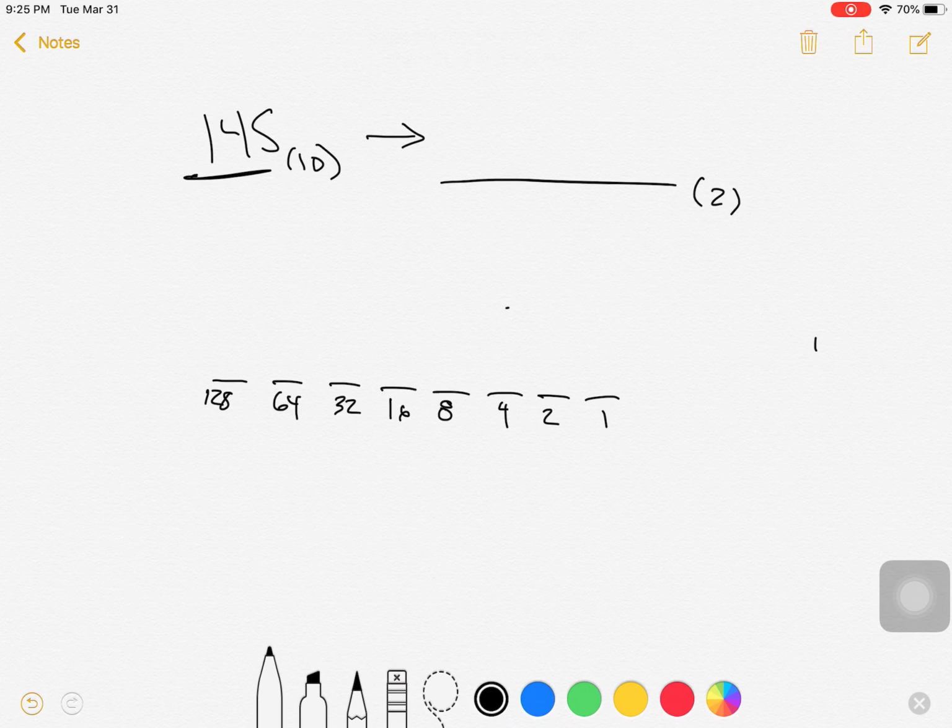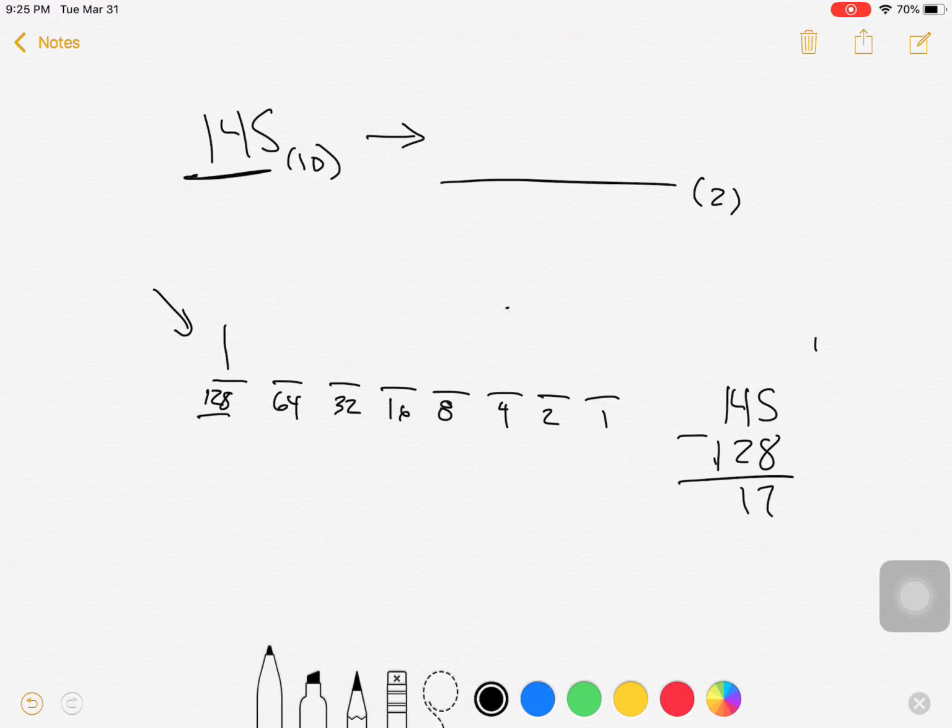All right, so what I'm going to do is I'm going to start on this end over here, on the bigger value, and I'm going to say, can 128 go into 145? And it can go in once. Now, if you ever find that something can go in more than one time, you're doing it wrong. You probably need to add more place values out here. But 128 can go into 145 once. And how much do I have left? So I have 145 minus 128. And I'll have 17 left.